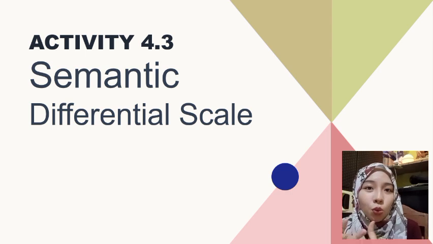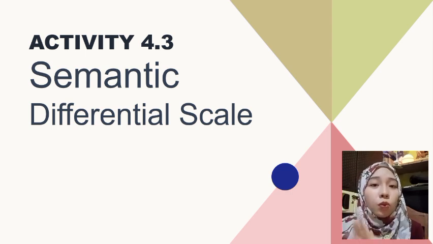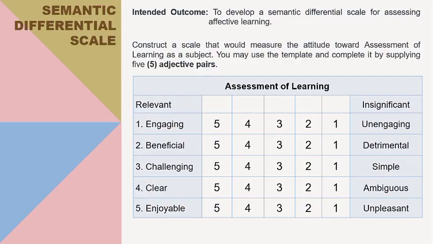So we are not going to use strongly agree, disagree, or things like that, but we are going to use two opposing adjectives. For example, here on the screen, on the right corner, there are 5 positive adjectives: engaging, beneficial, challenging, clear, enjoyable. And then on the left corner: unengaging, insignificant, detrimental, simple, ambiguous, and unpleasant. So, opposing adjectives. And then there are numbers: 5, 4, 3, 2, 1. 5 is the nearest to engaging, nearest to the positive, and 1 is the nearest to the negative.